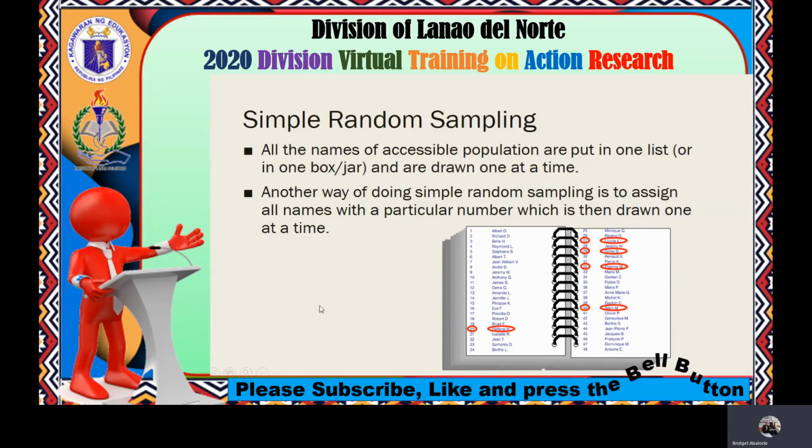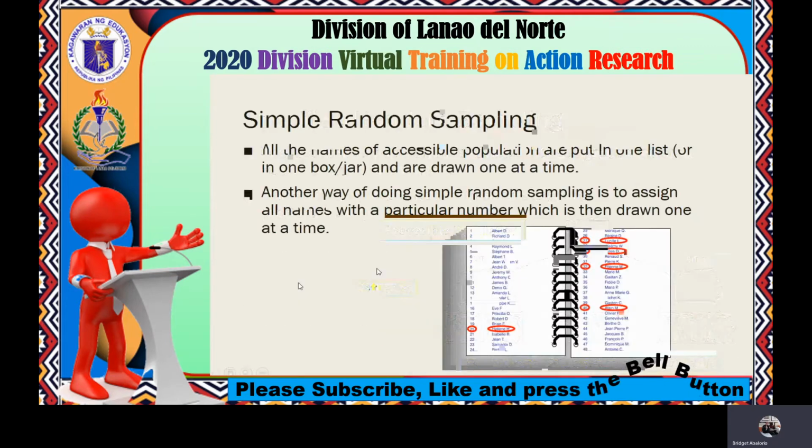And in that way, you are simply randomly selecting participants from a box or a jar or an online application. Actually, there are a lot of online applications for simple random sampling. You just search on Google for a simple random sampling generator. So there are a lot of applications or programs there.